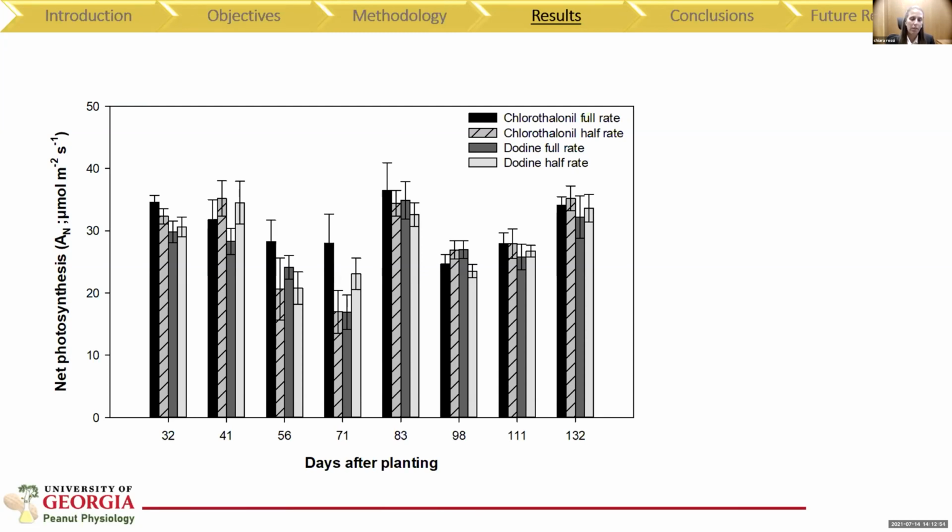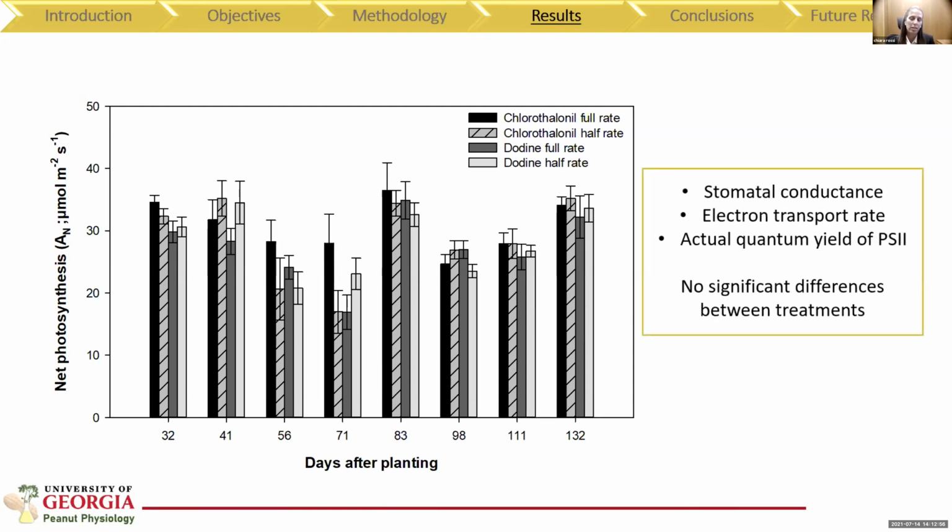But one important thing is that net photosynthesis is highly correlated with other physiological parameters, for example, stomatal conductance, electron transport rate, and actual quantum yield of the photosystem II. And since they are highly correlated, they all follow this very similar trend. In fact, also these 3 parameters showed no significant difference among our treatments.